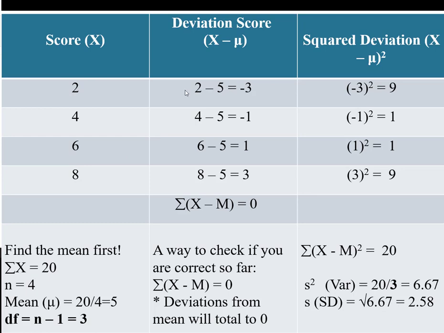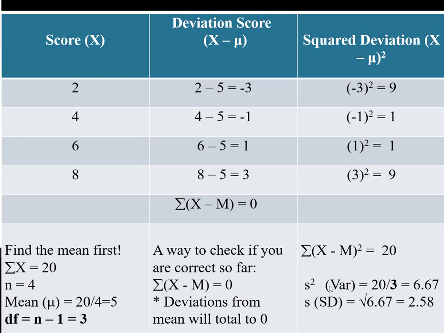So 2 minus 5 is negative 3. We square it, we get 9. 4 minus 5 is equal to negative 1. We square it, we get 1. 6 minus 5 is 1. We square it, we get 1. 8 minus 5 is 3. We square it, we get 9. We add these up, which just happened to come out this way, but it doesn't always end up the same as the original score. But the sum of the squared deviations from the mean is 20.